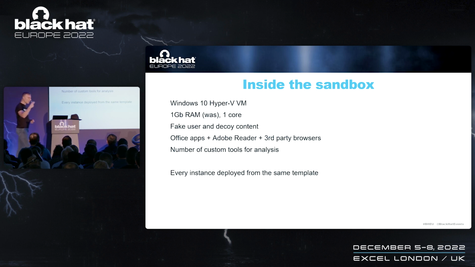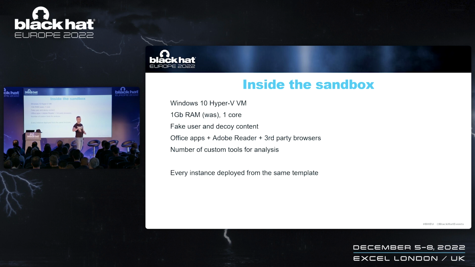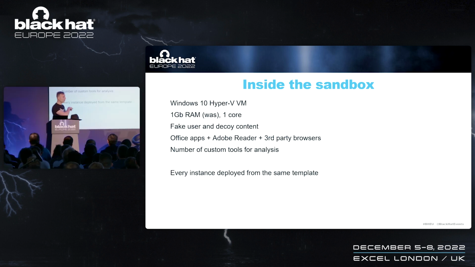Then they also create a fake user and decoy content. Why decoy content? I guess to test ransomware, because they will analyze if those files will be encrypted, so they will see that it was encrypted. It also has a number of applications, like Office, Adobe Reader. On the next slide, I'm going to show you a bit more. And a number of custom tools.